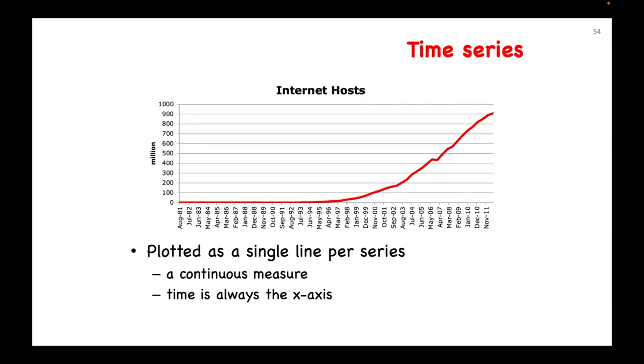Now what we've done is plot this as a single line per series. Where we've got time series, we're thinking it's a continuous measure, so the line is appropriate, and if we've got time in it, time is always on the x-axis. Always, always, always.